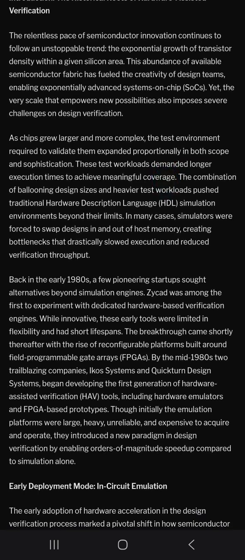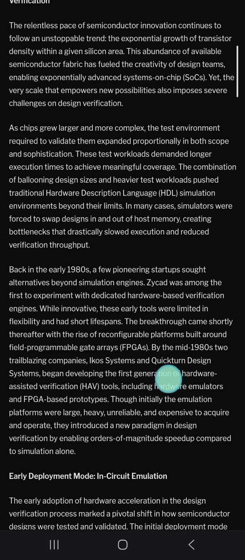As chips grow larger and more complex, the test environment required to validate them expands proportionally in both scope and sophistication. These test workloads demand longer execution times to achieve meaningful coverage. The combination of ballooning design sizes and heavier test workloads pushes traditional hardware description language HDL simulation environments beyond their limits. In many cases, simulators were forced to swap designs in and out of the host memory, creating a bottleneck that drastically slowed execution and reduced verification throughput.